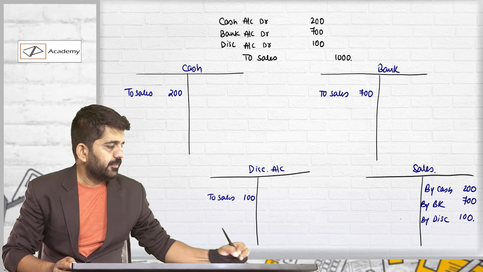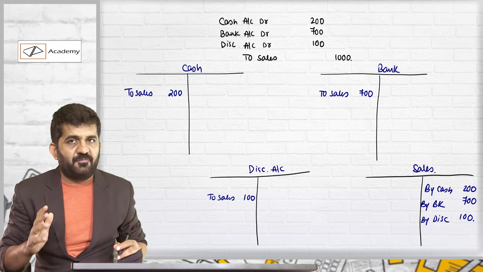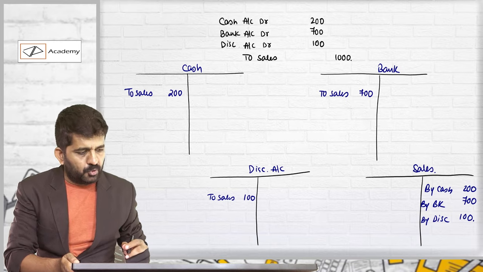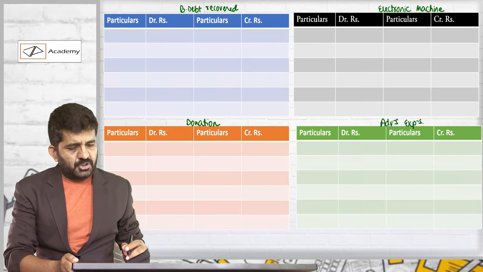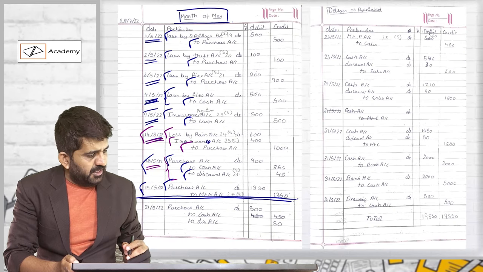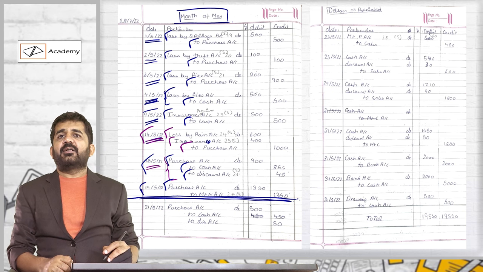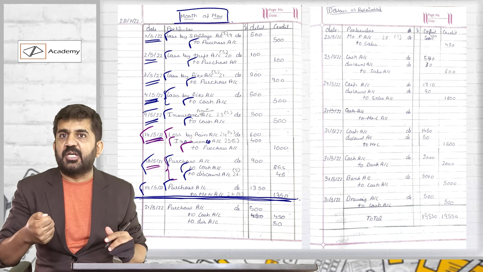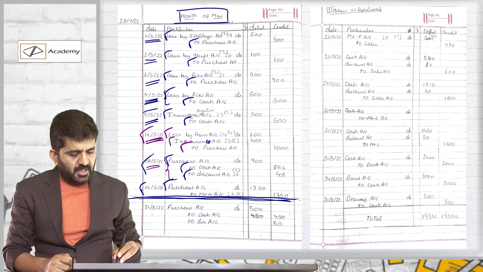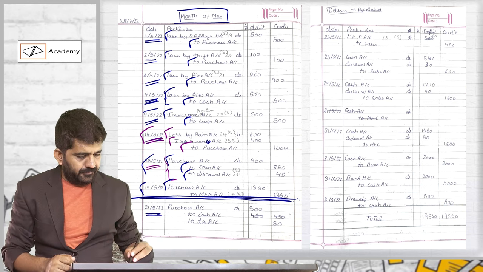Good. So now you all are comfortable in passing a posting effect of a journal entry which is having more than 2 effects. So let us start with our example. We reached up till 19th of May. We have done all the entries and posting up till 19th of May. Now we are going on 21st May.